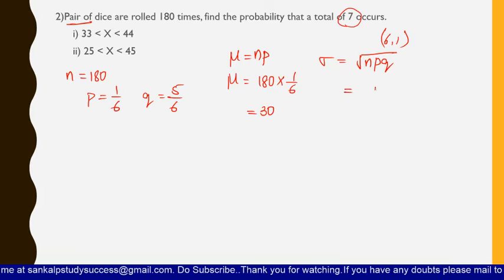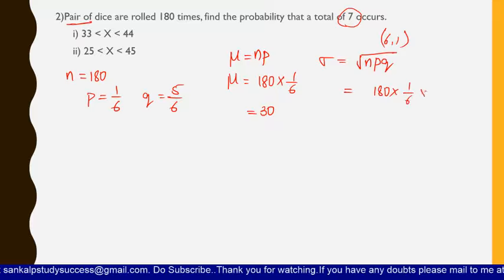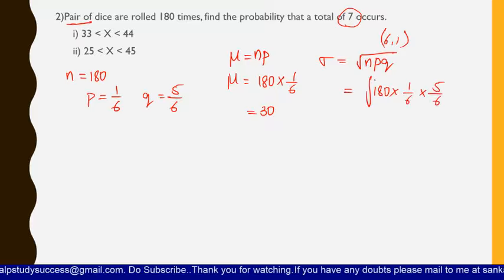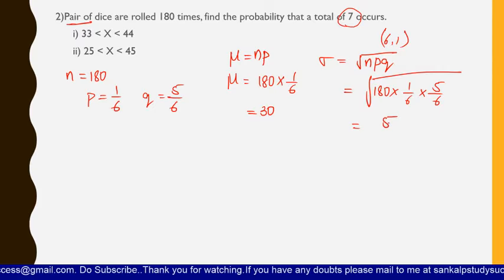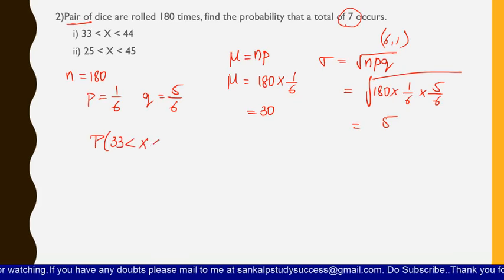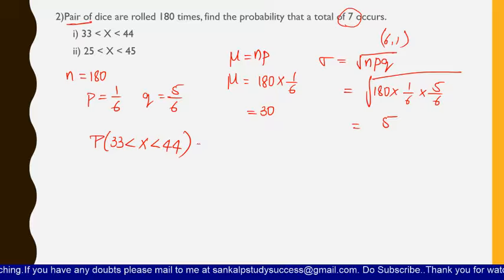And now sigma is the square root of 180 into 1 by 6 into 5 by 6. If you just simplify this, you will get the answer as 5. So this is the given data, right? From the given data we are finding just mu and sigma. Now we need to find P of 33 less than x less than 44, which is given.